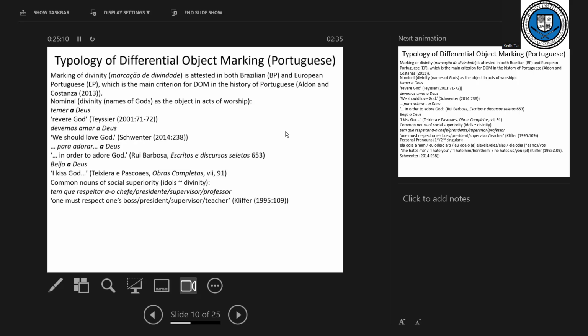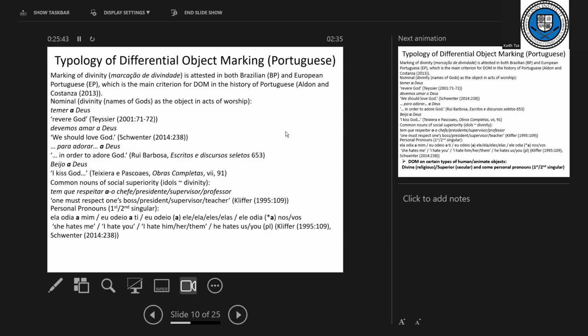It can also be used metaphorically. So if the noun is an idol, if the noun is of a social superior rank, then the object can also be marked as if they were gods. So, for example, this very interesting example by Kliffer is "respeitar a o chefe, a o presidente, a o supervisor, a o professor", etc. So, idols can also be marked by a as if they were gods.